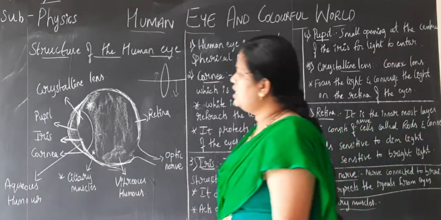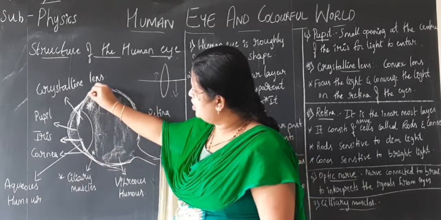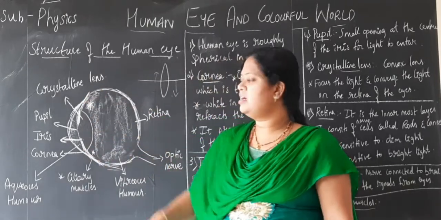What are these ciliary muscles? Means I have drawn a star here. The reason is that both these muscles, which you can see in the structure of the eye, are ciliary muscles.